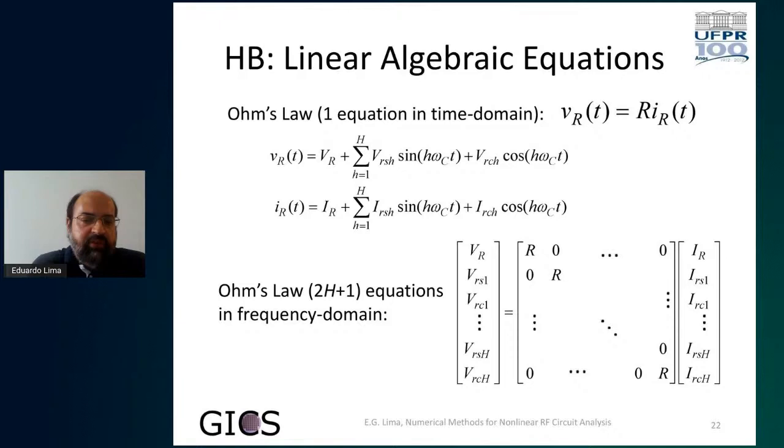To comply with Ohm's law at all times, a set of 2 capital H plus 1 independent equations in the frequency domain must be satisfied simultaneously. It can be shown that the vector of constant voltage amplitudes is related to the vector of constant current amplitudes by a diagonal matrix. In this diagonal matrix, the diagonal elements are equal to the resistance R of the resistor.